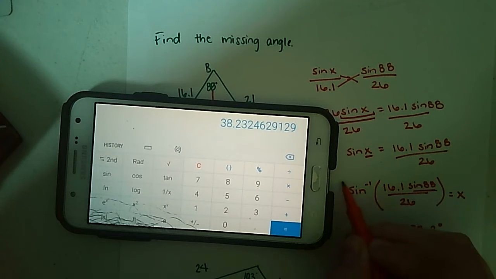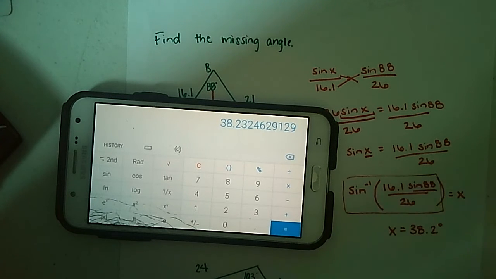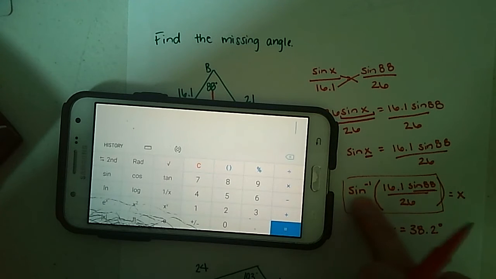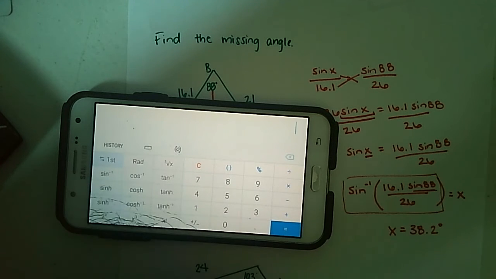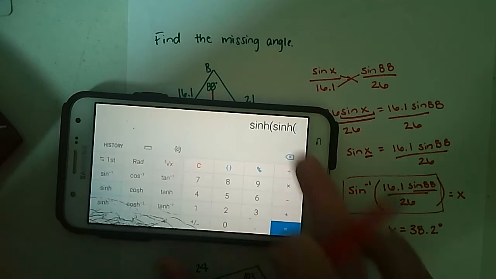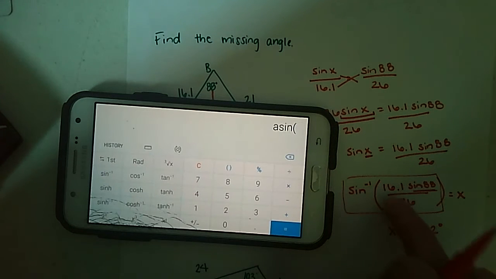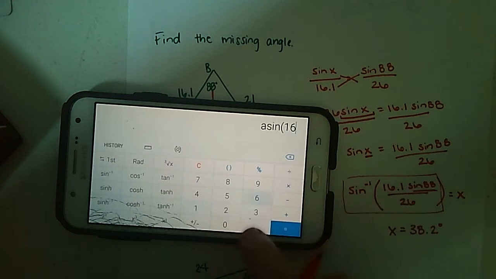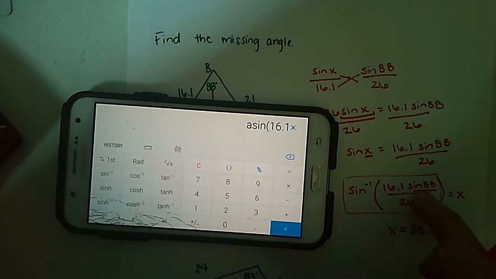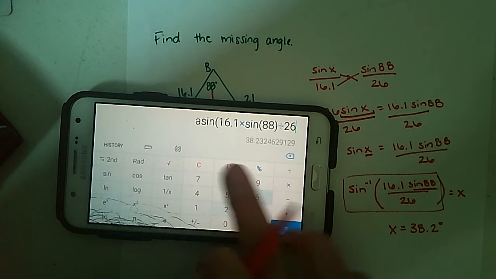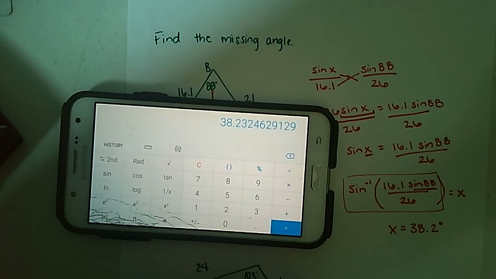So notice, that was kind of tricky to type into my calculator. Okay, let's do it one more time. So remember, I need to do the inverse sine here. So I had to hit second and then that button. And then I need to type in 16.1 times the sine of 88, regular old sine of 88. Close your parenthesis and then divide that by 26. And there's our answer.